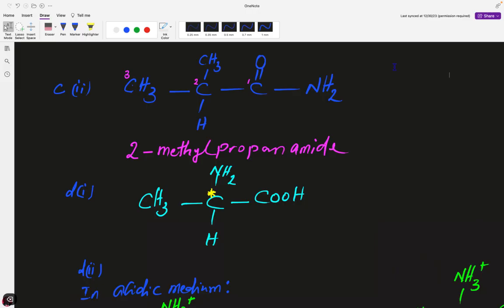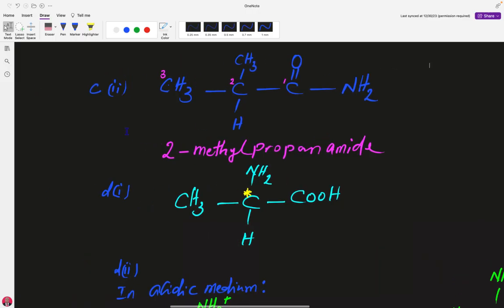A carbonyl carbon, let's say this is a carbonyl carbon here. This is a carbonyl group. In the carbonyl group, if the carbon atom there is attaching itself to the nitrogen, we call it an amide.